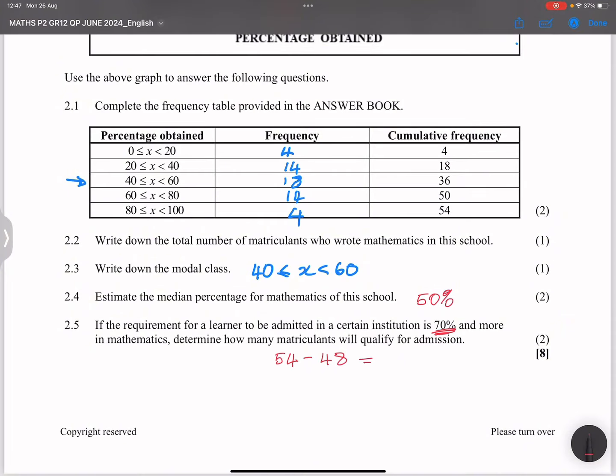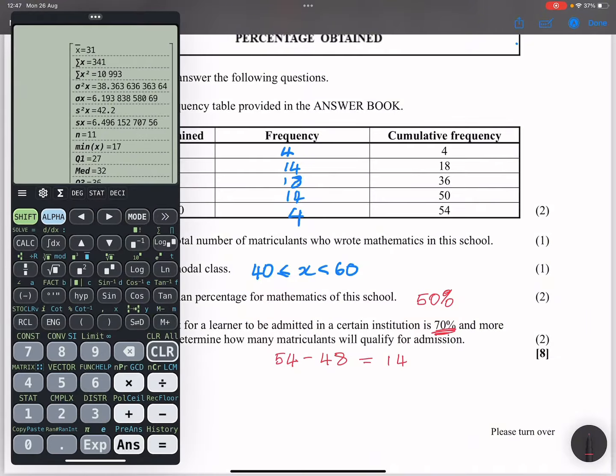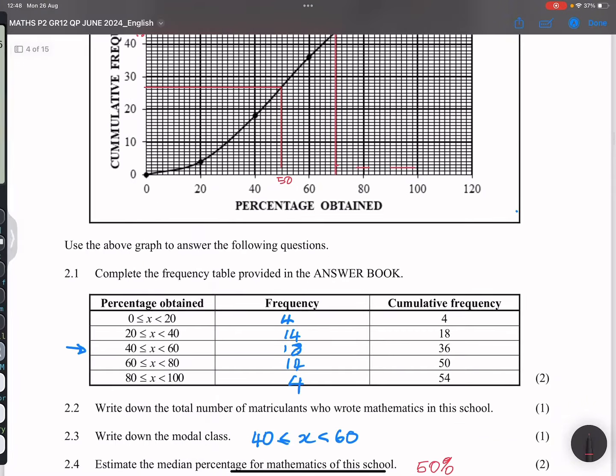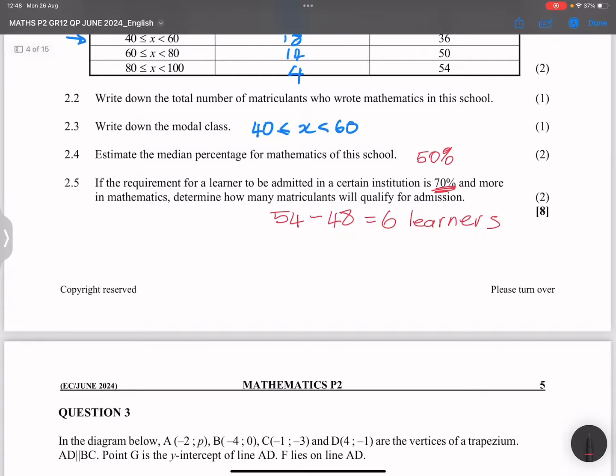14 learners, right? So we are saying 54 minus 14, minus 48 rather. Actually, that's 6 learners. How did I even count there? Right, so that's 54 minus 48, and that would give us 6 learners. All right, there we go. Ladies and gents, that means that only 6 learners would be able to qualify over that 70% mark.